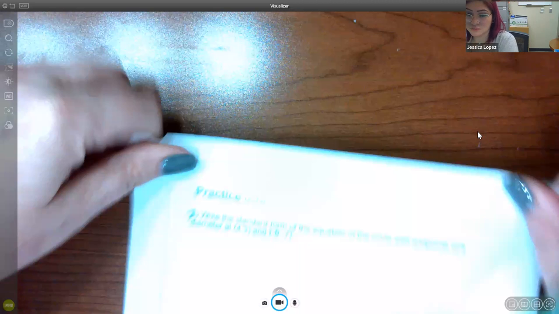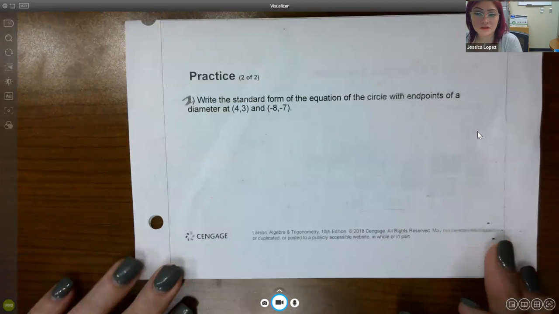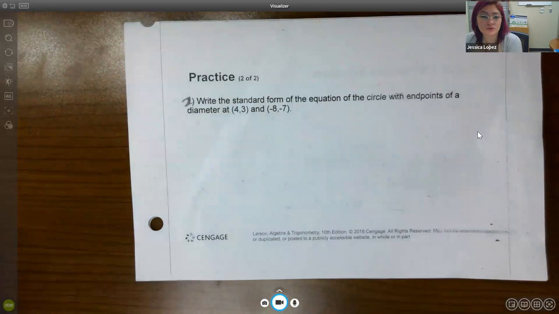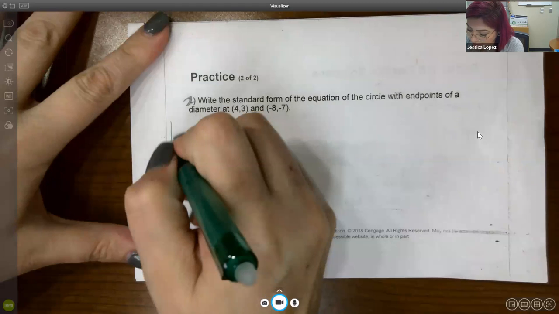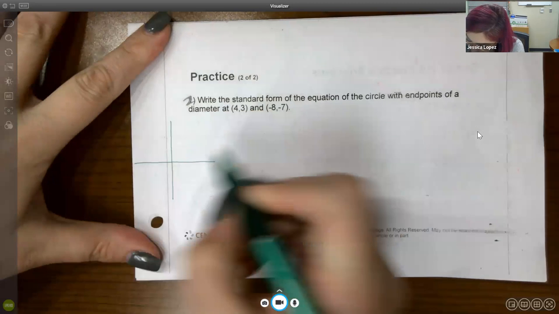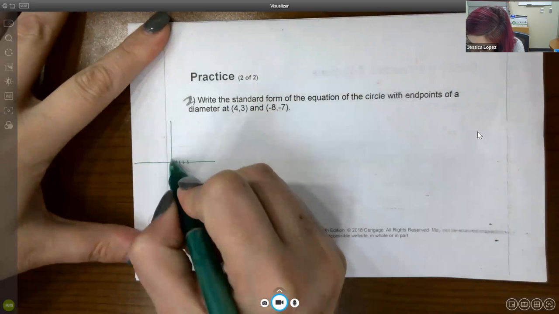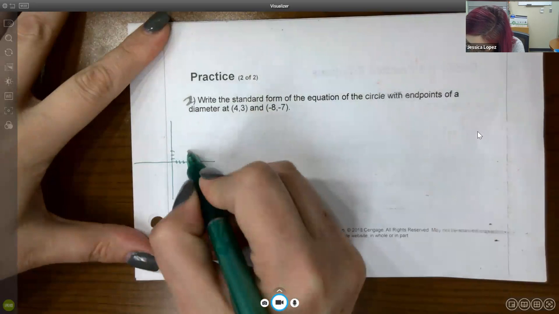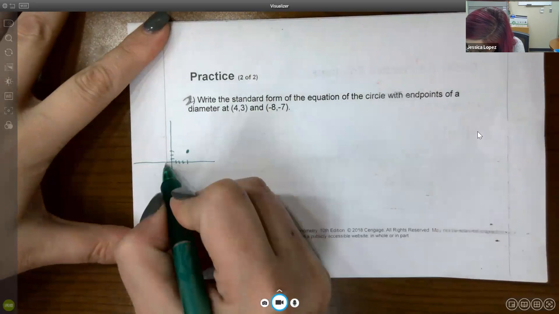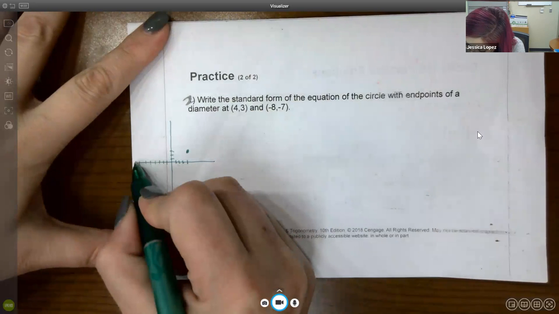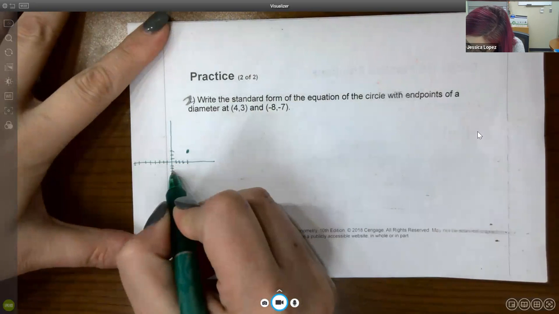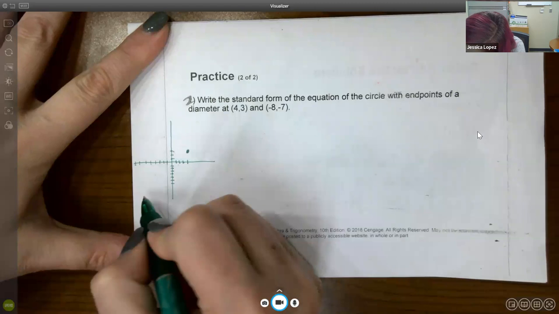Now, practice two is a little different. This one we might have to think about a little bit, okay? So this one says, write the standard form of the equation of a circle with endpoints of diameter at (4, 3) and (−8, −7). So what that means is that I have this graph here and I count 1, 2, 3, 4, 1, 2, 3, and here's a point. Then I have 1, 2, 3, 4, 5, 6, 7, 8, 1, 2, 3, 4, 5, 6, 7, and these guys meet here.